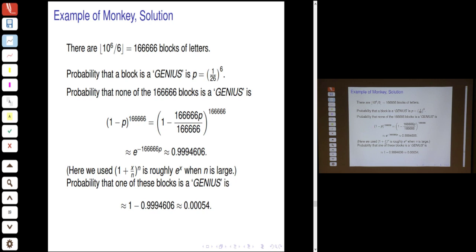Let's look at the second line first. So the probability to get the genius is p. Therefore, the probability to get garbage, which is not genius, is 1 minus p. Now let's assume none of these blocks is a genius, so they are all garbage. What is the chance? It's 1 minus p times 1 minus p times 1 minus p, that many times. So it's this number.